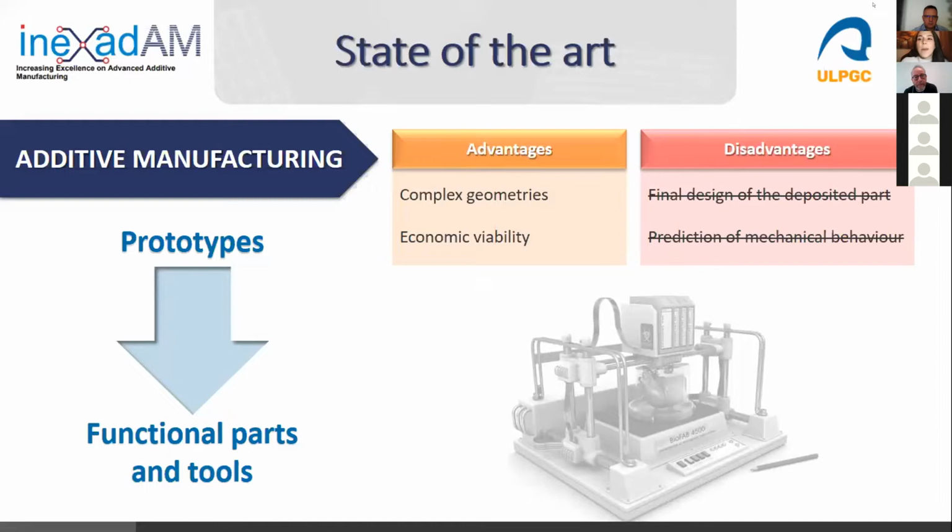Additive manufacturing is one of the most promising technologies for tissue engineering applications due to the high range of biopolymers that can be processed, and the 3D printing process allows manufacturing functional parts or tools from prototypes. And in the tissue engineering field, this process results in porous structures which are desired for cell growth and tissue regeneration. Moreover, the 3D printing process allows manufacturing complex geometries at a low price. However, as the final design of the deposited part is not available, the prediction of the mechanical behavior through numerical methods like finite element analysis is not possible.